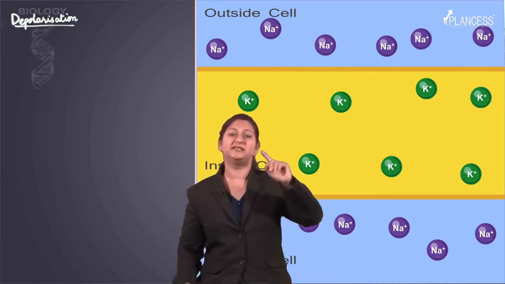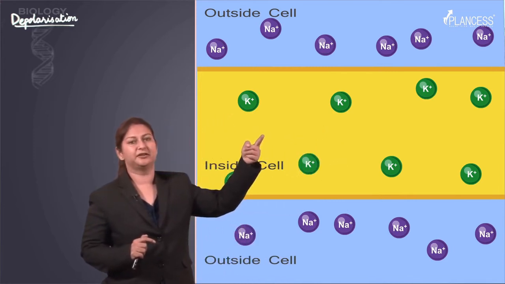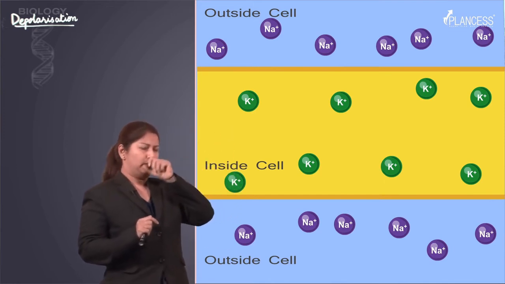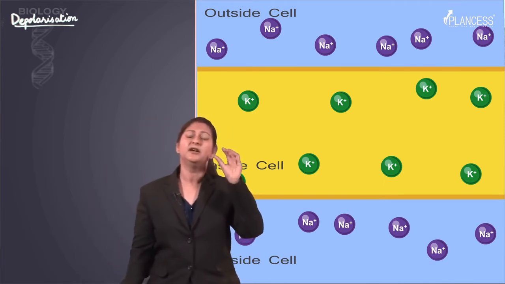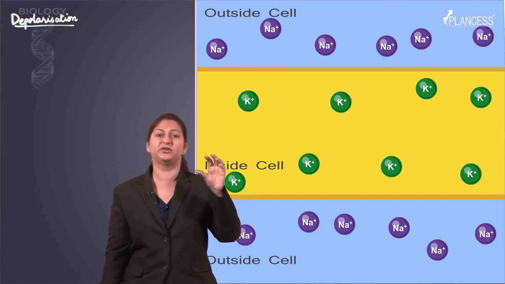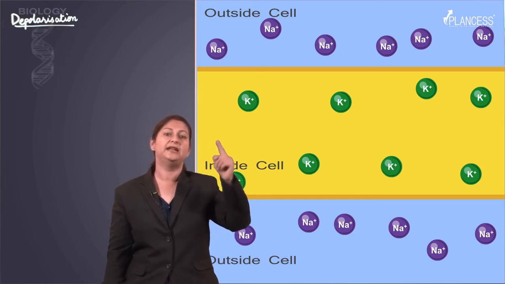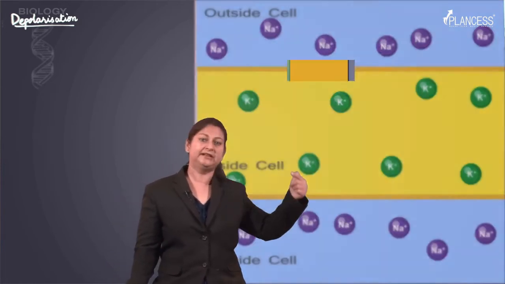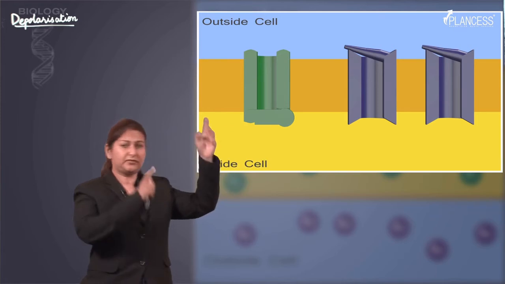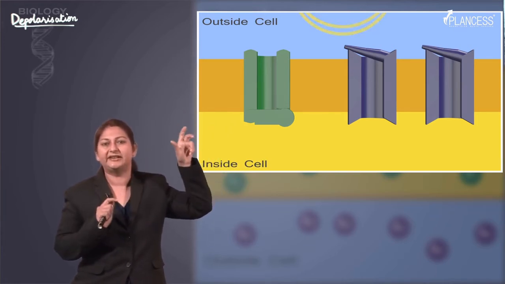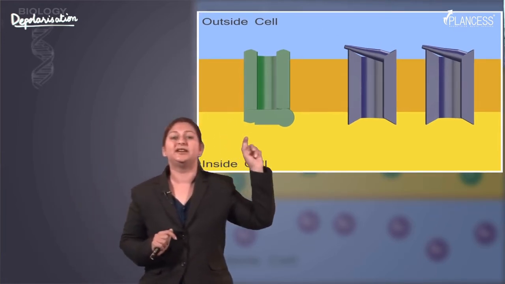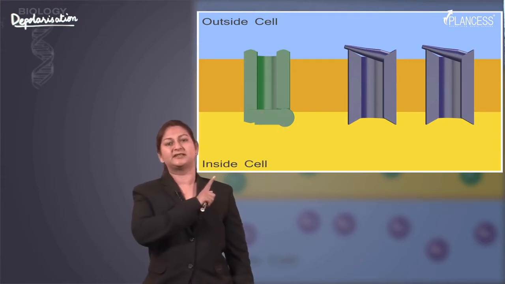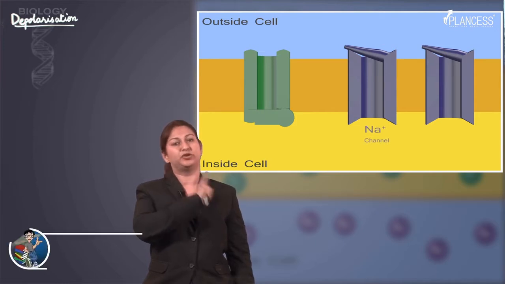fluid. Now, please concentrate on the diagram that comes up here for your better understanding. Whenever a threshold stimulus is applied, what will happen? The beginning of the nerve impulse will take place. Because of the excitation, the voltage gated channels are opening. You can see there are two channels over here. One is a sodium channel and one is a potassium channel.